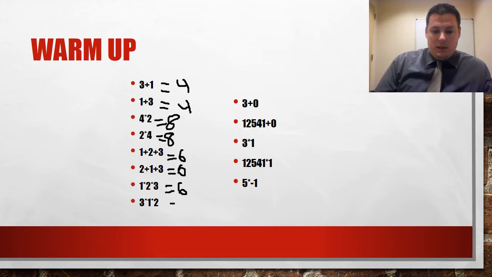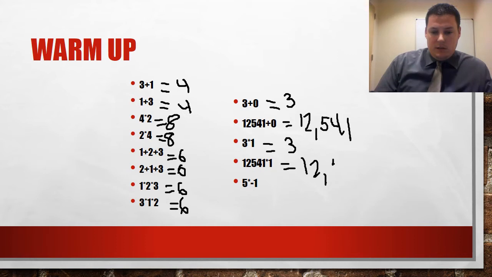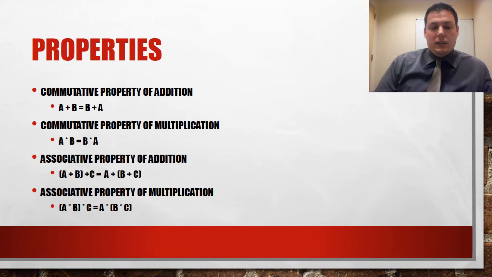1 times 2 times 3 is 6. 3 times 1 times 2 is 6. Remember, anytime we add 0, we just get the number itself. And anytime we multiply by 1, the same thing. We get the number itself. And anytime we multiply by -1, we get that number itself with a negative in front of it. Pretty easy stuff.